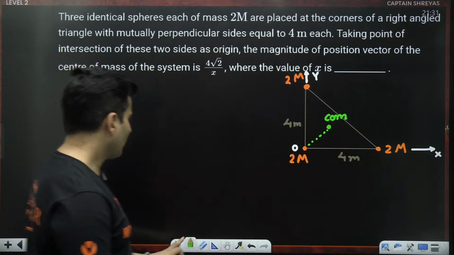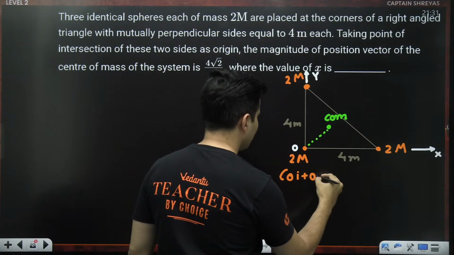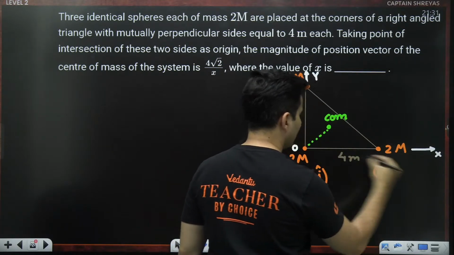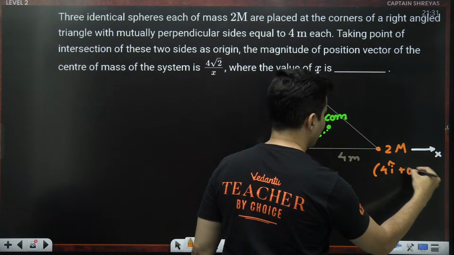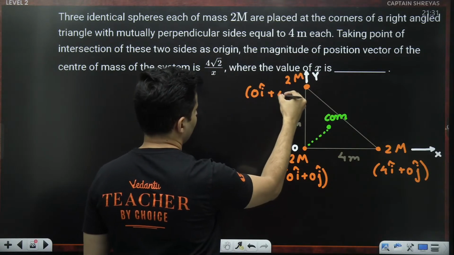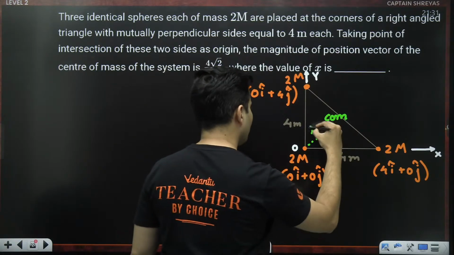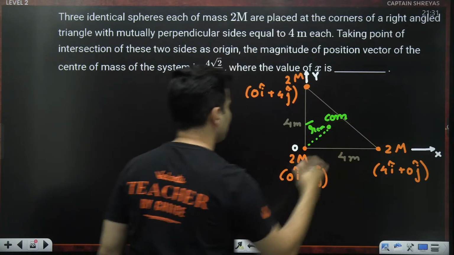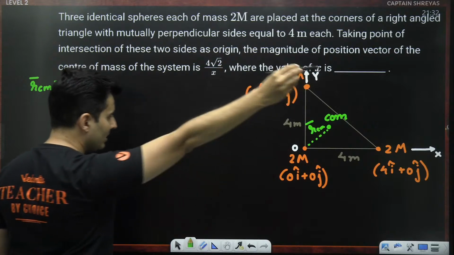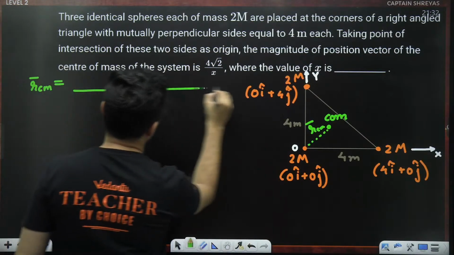If you look at the coordinates of each mass, this is basically 0 i cap plus 0 j cap. This guy is nothing but 4 i cap plus 0 j cap, and this guy will be nothing but 0 i cap plus 4 j cap. These are the position vectors. So this will be the position vector of the center of mass: m1 r1 plus m2 r2 plus m3 r3 upon m1 plus m2 plus m3. That's what will come over here.